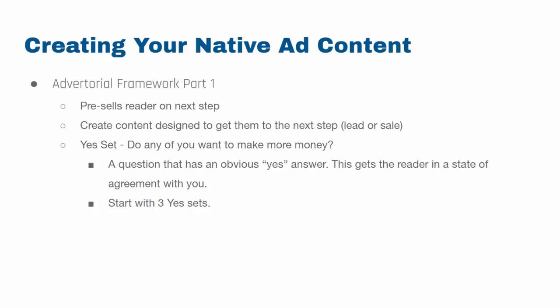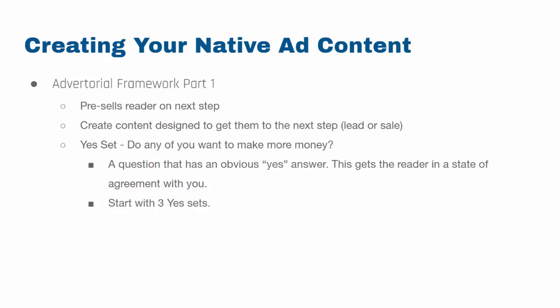These no-brainer yes questions start the reader off in an agreement state, and makes them want to keep reading. They're like, yes, this is what I want. I'm going to keep reading. The more obvious the answer, the yes answer is, the better. And sometimes I like to start off with 3 yes sets. So, for example, do you want to make more money? Do you want to do it with an easy online system? Would you like to be able to make $1,000 in 30 days? That's 3 yes sets. So I'm kind of teasing what the solution might be.